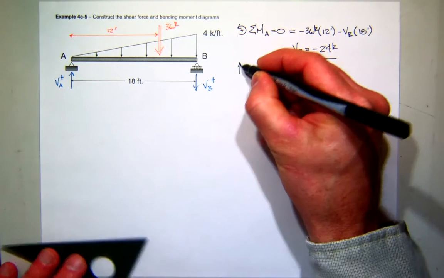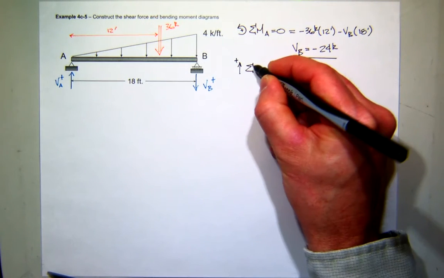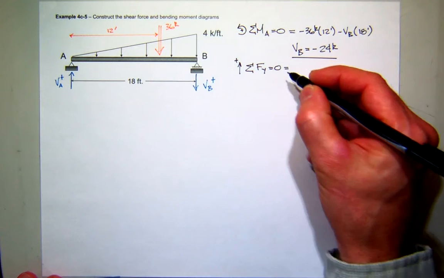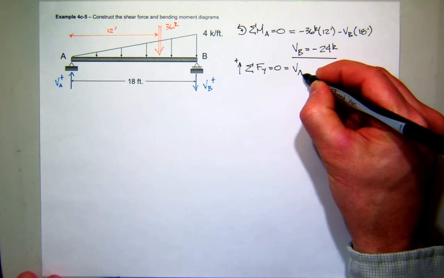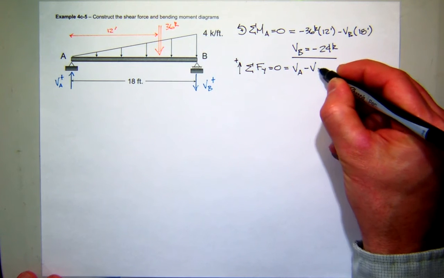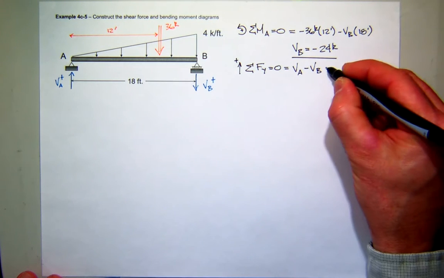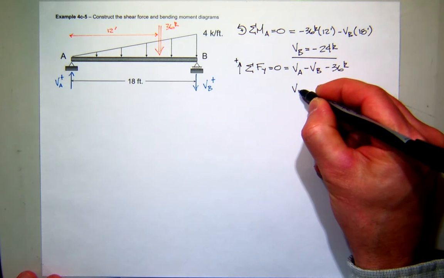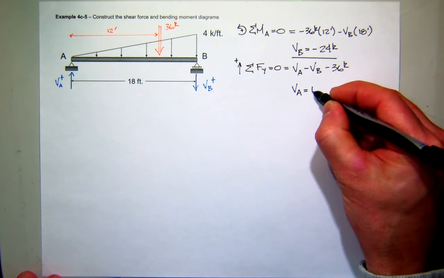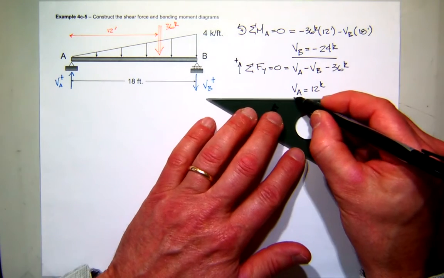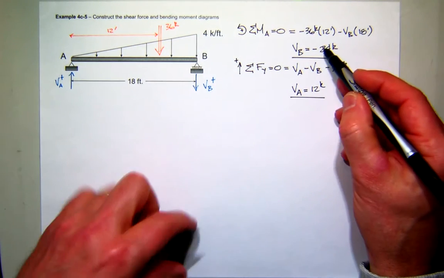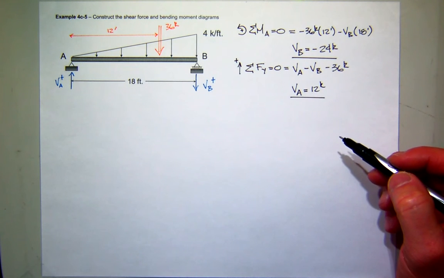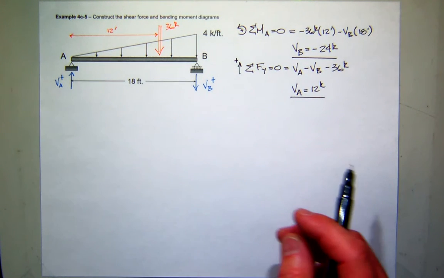And then we can sum forces in the y direction. Make sure the free body's in equilibrium, and from that we should be able to find the shear at A. So my shear at A is acting up, minus the shear at B, which is down, minus the equivalent force, which is 36 kips. So when you solve for the shear at A, you get 12 kips. Don't forget, because the shear at B is negative, when you plug it in here, minus a negative will be positive. Okay? So we have our reactions.